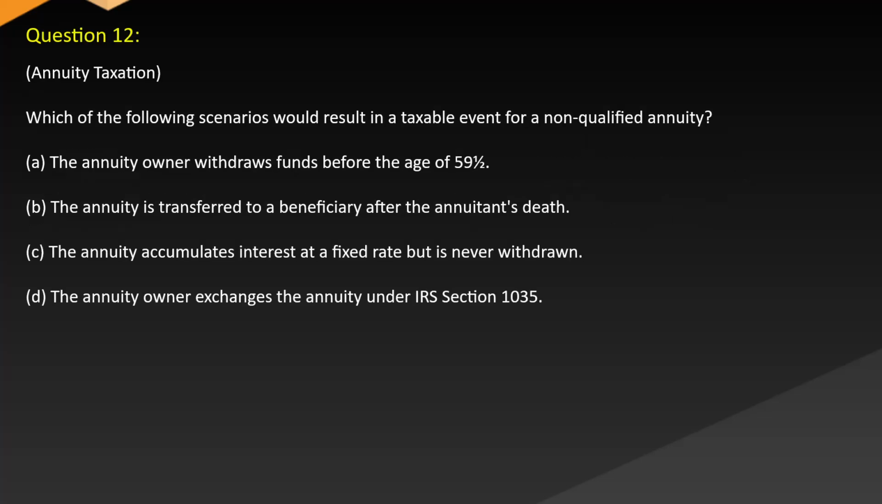Question 12. Annuity taxation. Which of the following scenarios would result in a taxable event for a non-qualified annuity? A. The annuity owner withdraws funds before the age of 59½. B. The annuity is transferred to a beneficiary after the annuitant's death. C. The annuity accumulates interest at a fixed rate but is never withdrawn. D. The annuity owner exchanges the annuity under IRS Section 1035.